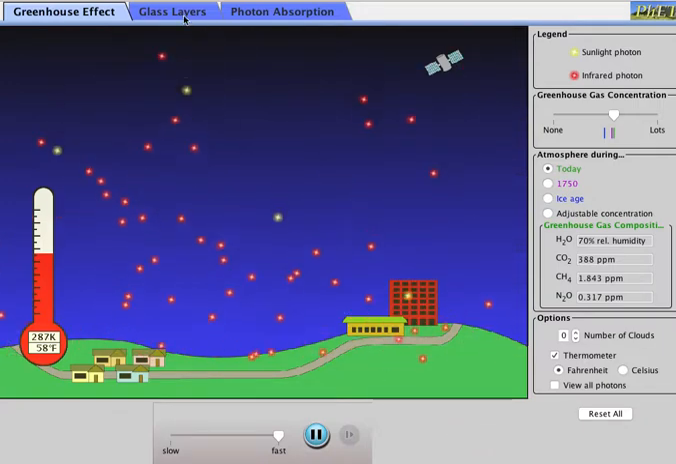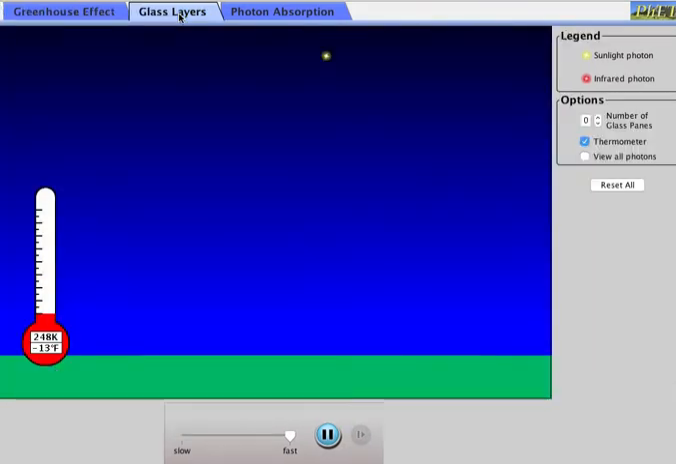So let's switch to a different view here called glass layers, since we're using the metaphor of a greenhouse for our atmosphere and how some gases can keep heat in our atmosphere, moderating the average temperature rather than it being very hot when we face the sun and then very cold when we don't face the sun for particular continents.